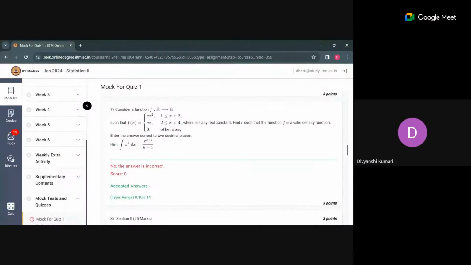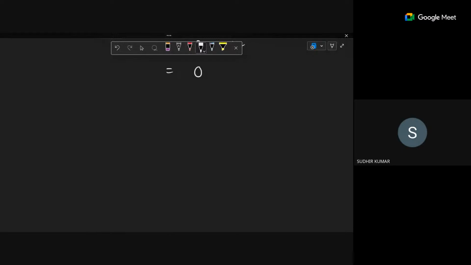Okay, so the next question: we are given a function with a PDF like this, and what's the value of C? How will you go for it? We have to integrate over the range and set it equal to 1. The integration is piecewise, in 2 parts: integration of cx square from 1 to 2 plus integration of cx from 2 to 4 is equal to 1. The integral of f(x) dx should be equal to 1, right?